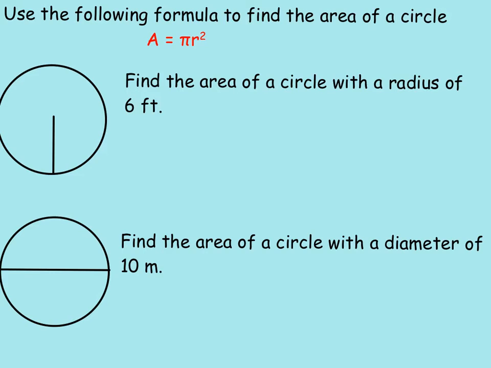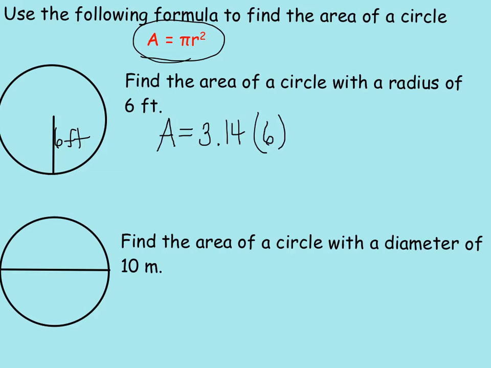Okay, now let's go ahead and find areas of circles. Here is your area formula. The area of a circle is equal to pi times the radius squared. So let's jump right in. Our first circle has a radius of 6 feet. So using our formula, the area equals 3.14 times, let's see, our radius. The radius is 6, so I need to do 6 to the second power.